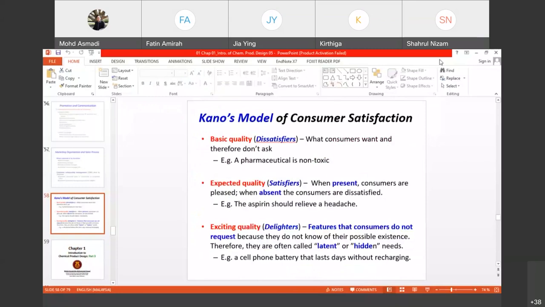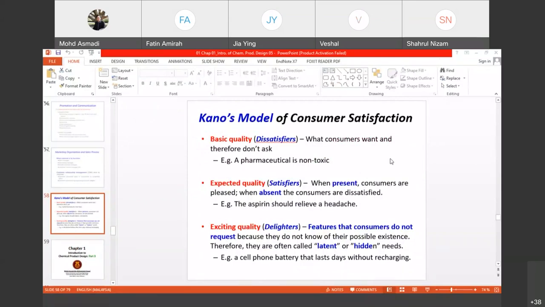Ada soalan tu apa dia? Apa dia, Vishal? Vishal ada soalan. Vishal ke Yuven? Vishal ada soalan apa? Vishal ke Yuven? Tak ada, doktor, semua clear. Oh, clear. Itu soalan tu, okay.